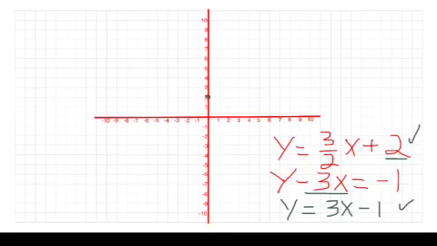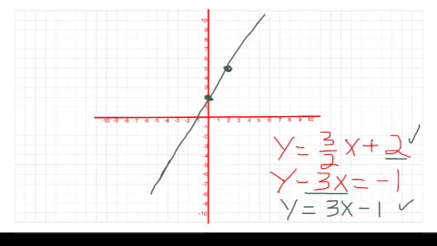And so I'm going to put a point right there on the y-axis at 2. And then I'm going to use 3 halves as my slope. So I'm going to go up 3 and over 2 to represent the slope of this line. And then I'm going to draw a line that goes through those. I'm just doing a rough sketch of the line. I have the points I need there.